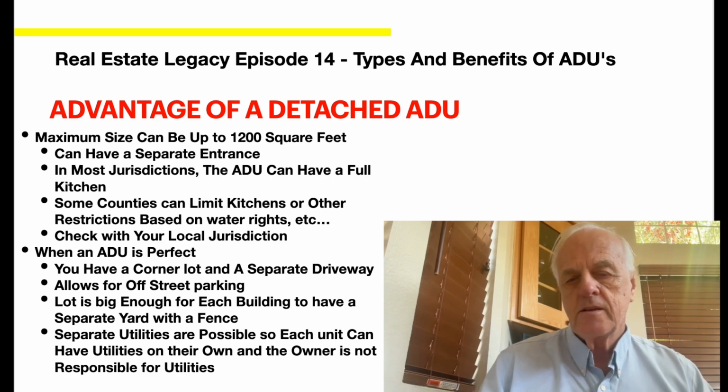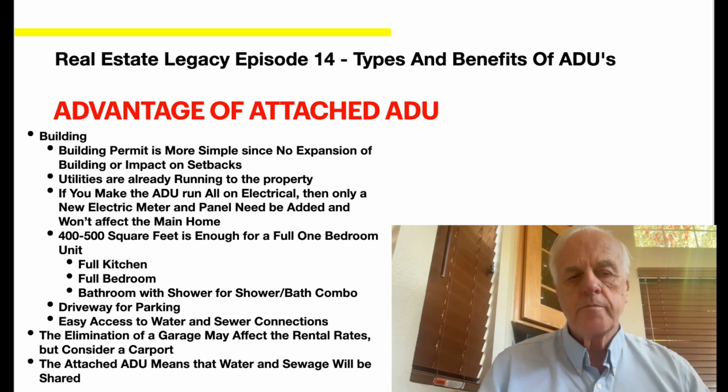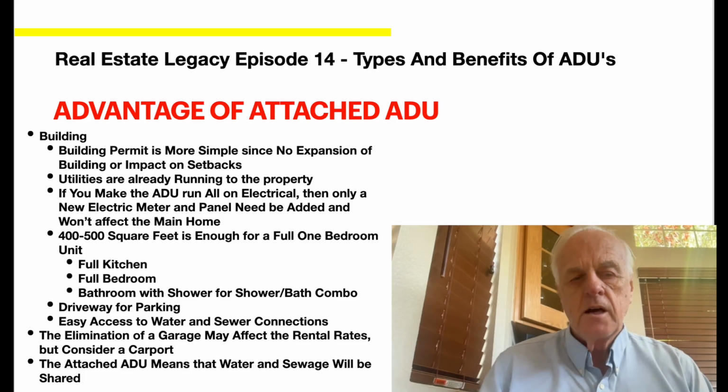Let's talk about the attached. Well, the advantage of the attached ADU is that the building permit is simpler since there's no expansion of the building or impact on setbacks. Utilities are already running to the property, and you're usually going to tap off them. The only thing I typically am going to do is put in a new electric meter and try to do everything electric. In my case, that's what I'm doing.